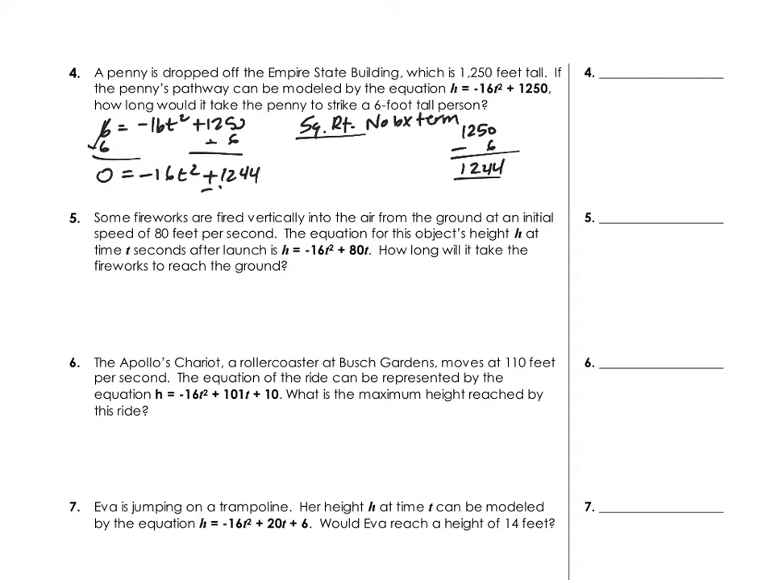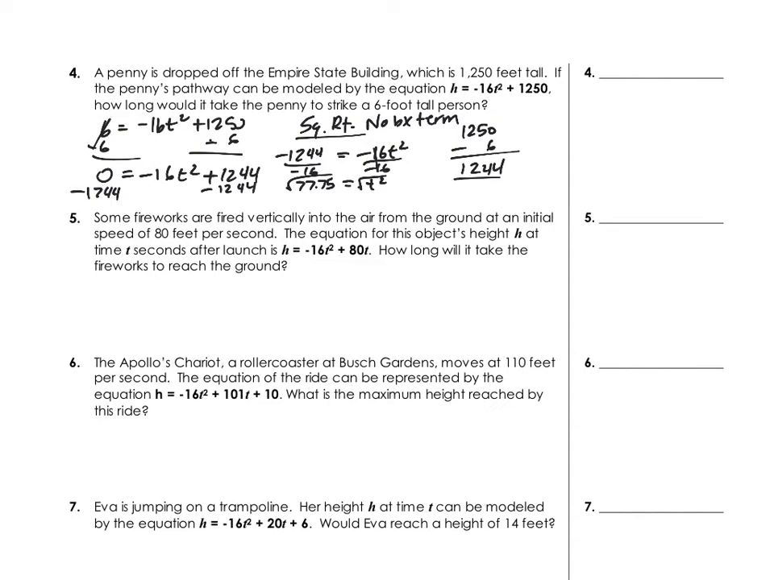So, subtract 1244 from each side. I'm going to have to bring this over here. So we get negative 16t squared equals negative 1244. Divide by negative 16. t squared equals 1244 divided by negative 16, 77.75. And then take the square root.